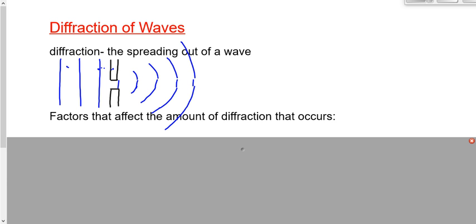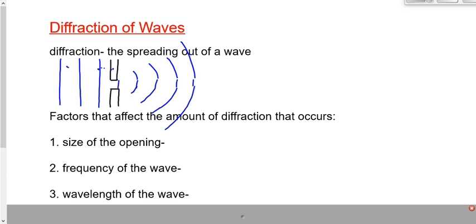Now, depending upon the size of the doorway, depending upon the frequency and the wavelength of my voice, the amount of diffraction might be more or less, but you're still going to get some spreading out. Otherwise, you wouldn't hear me. If you go down the hallway, you wouldn't hear me if there was no diffraction taking place.